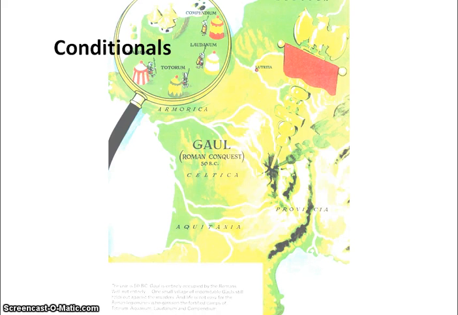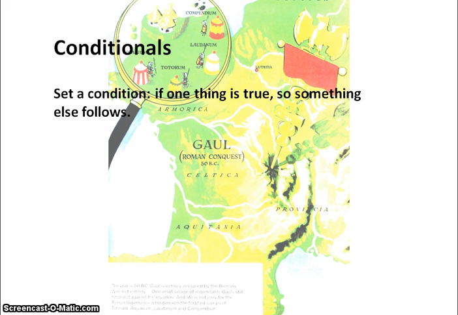Hello all. As you can see, this is a video about conditionals. Conditionals being one of the most straightforward constructions for Latin GCSE. As you can tell from the name, conditionals set a condition. I.e., if one thing is true, then something else will follow. I.e., if my hotel has a swimming pool, I will enjoy my holiday.